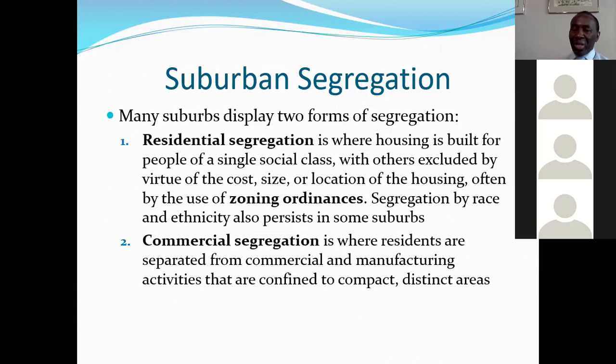The next is commercial segregation. Because of zoning ordinances, which specify what type of land use can be done in a particular area, you see that residential areas are a distance away, at least a 15-minute drive from commercial centers, and at least a 30 to 45-minute drive from where the manufacturing activities take place. They are all in the suburbs, but they are in distinct areas due to zoning ordinances.